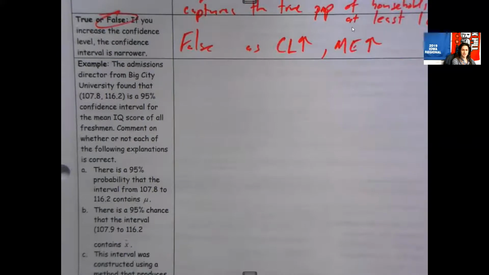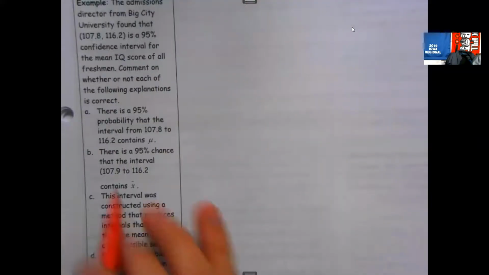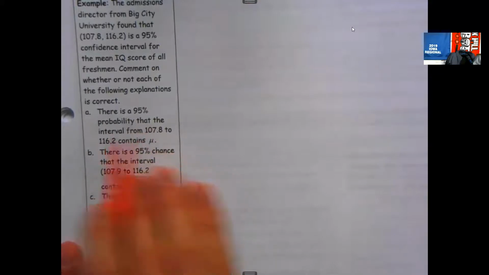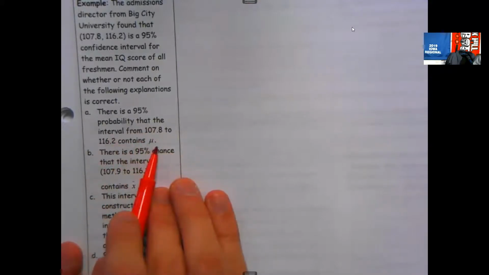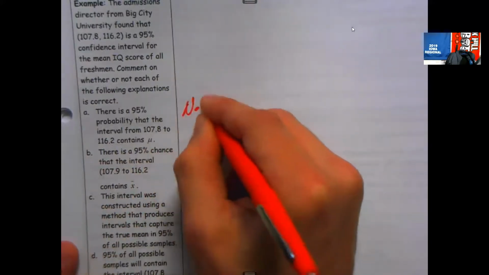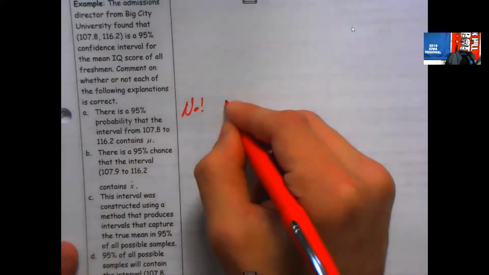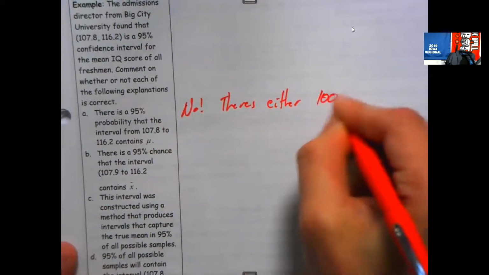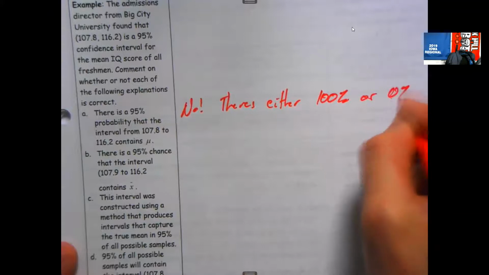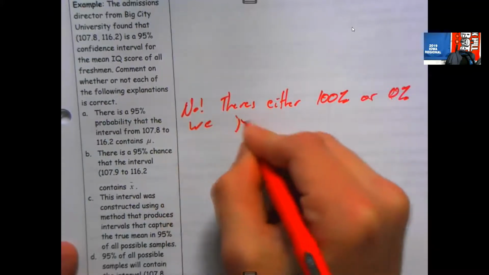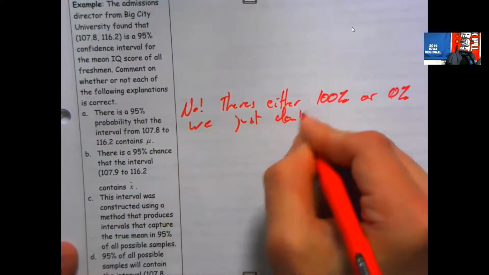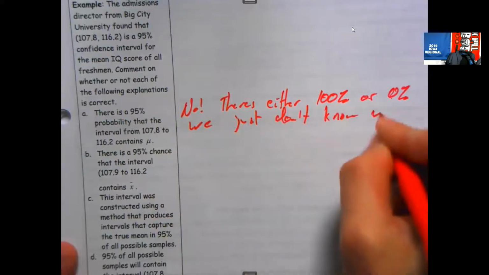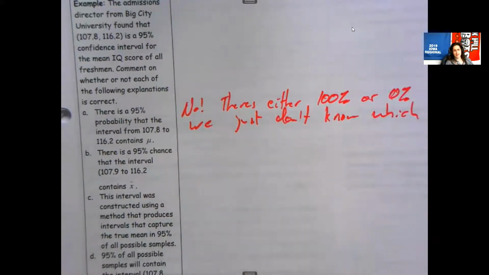What does the interval mean? What does it not mean? Does it mean that there's a 95% probability that the interval contains mu? No. There's either 100% or 0%. We just don't know yet. We can't know if the interval we make captures the truth because we haven't done a census.